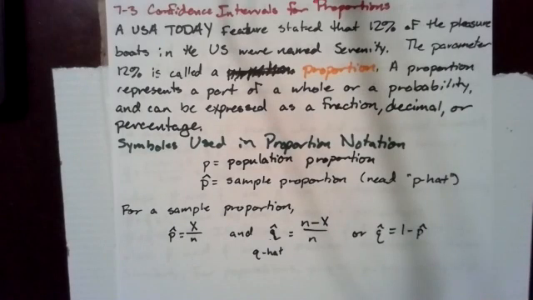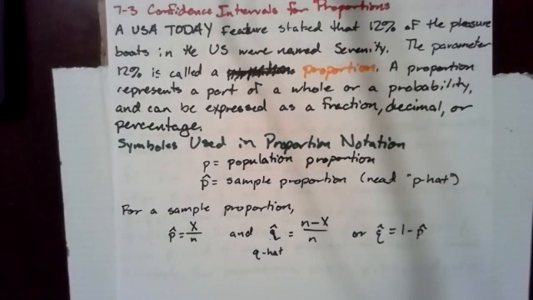In this video, we will discuss confidence intervals for proportions. A USA Today feature stated that 12% of the pleasure boats in the US were named Serenity. The parameter 12% is called a proportion. A proportion represents a part of a whole or a probability and can be expressed as a fraction, decimal, or percentage. Here are some symbols that we use in proportion notation.